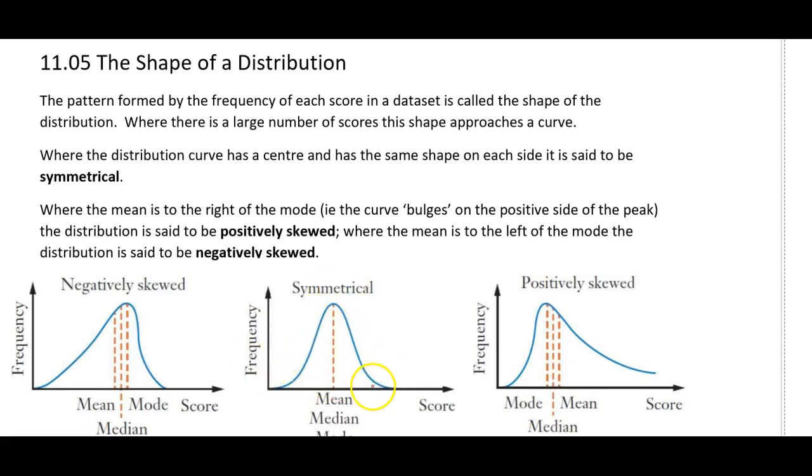It's the same on either side. They balance each other out. If it should lean one way or the other, we would call that skewed. Now the skew tends to occur because we have more scores stacked up here, or more scores stacked up here, which is what causes it to bulge on one side.